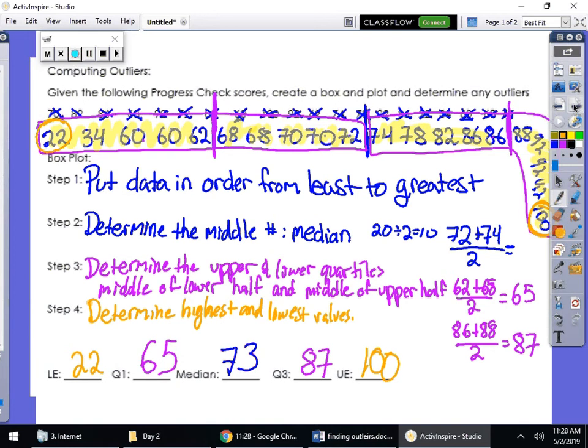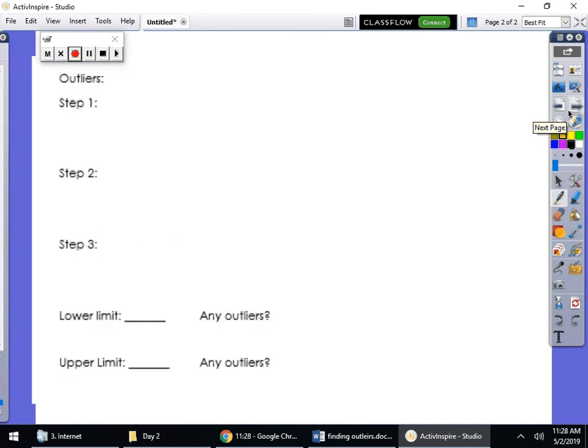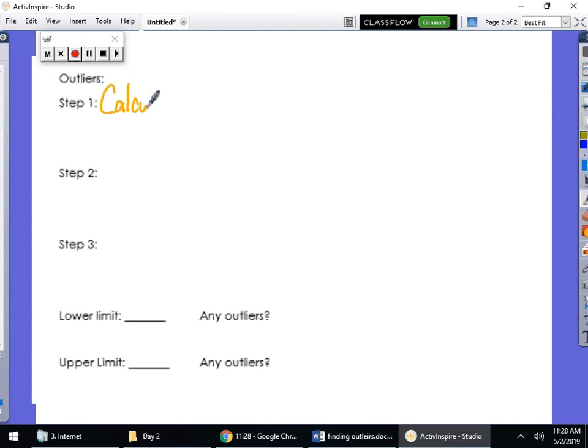Now the second part is determining the outliers. To determine the outliers, the first thing we have to do is calculate the IQR. The IQR stands for the interquartile range. To do this, all we're going to do is take the upper quartile, which is Q3, and subtract the lower quartile, which is Q1. This is the box. So whatever the box makes, it gives you the IQR. So we're going to do the upper quartile minus the lower quartile.